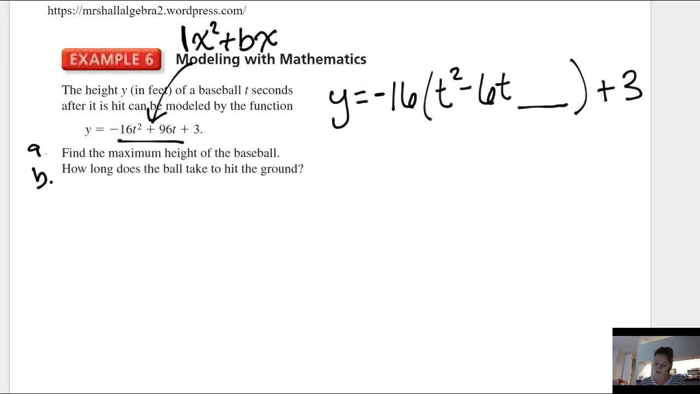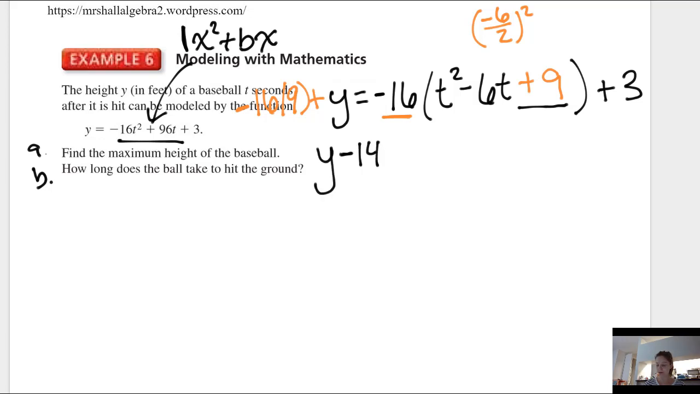Now I will take negative 6 divided by 2, squared. Half of negative 6 is negative 3, squared is positive 9. So I add 9 to the right side, and to the left side I don't add 9, because I have to remember that I took out a GCF of negative 16. So this is really negative 16 times 9 that I'm adding to both sides. I'll rewrite this as y minus 144. That's the product of negative 16 and 9.